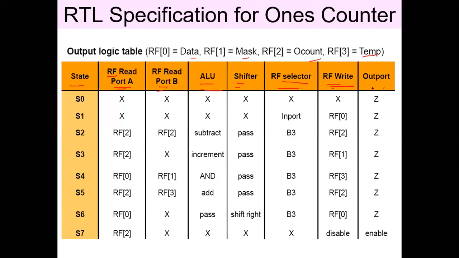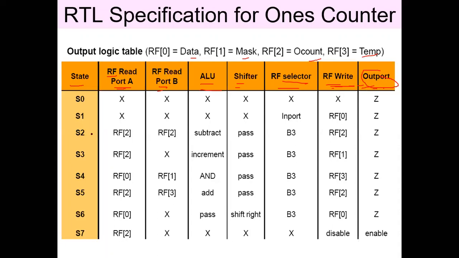And finally the output, whether the final output should be enabled or disabled, that should be specified. Okay, output port, that means this is an output port. When you obtain the final result, then only the value should be given to the output port. That means then only we have to enable the output port. Till then the output should be disabled or in the high impedance state.